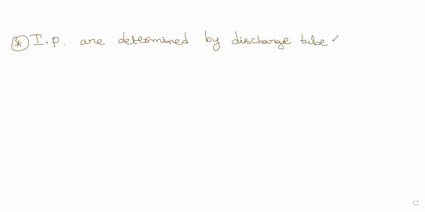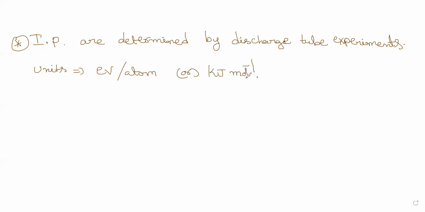Ionization potentials are determined by discharge tube experiments. Units of ionization potential, this is also very important. It is electron volt per atom or kilojoule mole inverse. These are the units.